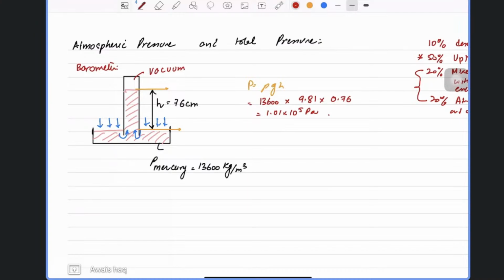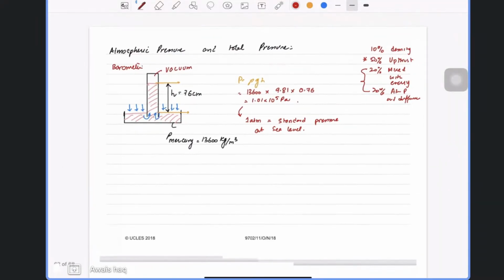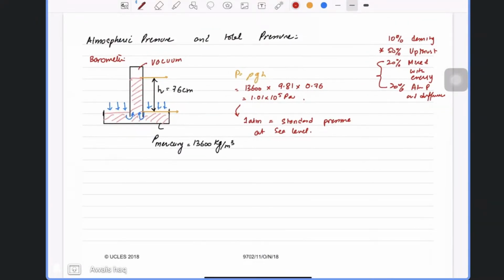This pressure has a name. It is called 1 atmospheric pressure, and this is the standard pressure at sea level. Sea level across the world is the same, you just need to remember that, and this level basically would not change. That's the highest pressure that the atmosphere can act on the world. So you just need to remember that.